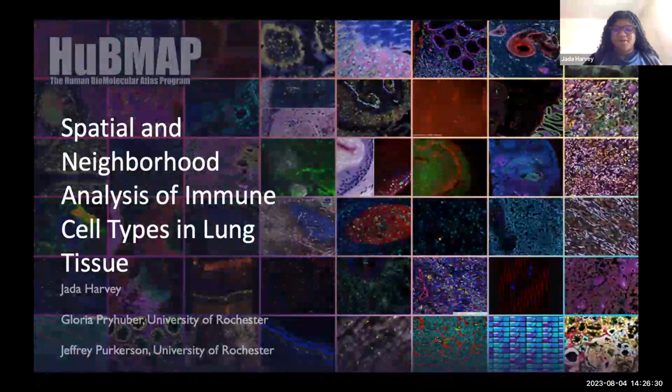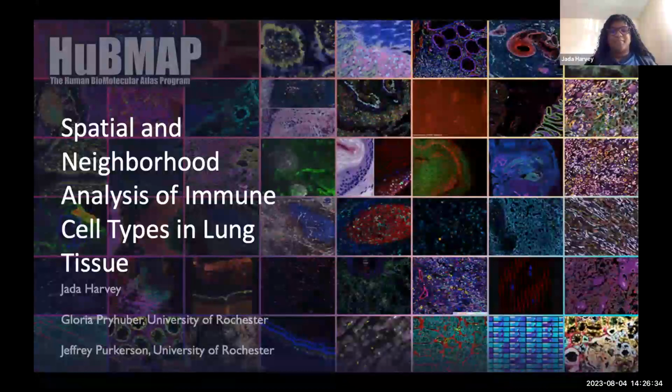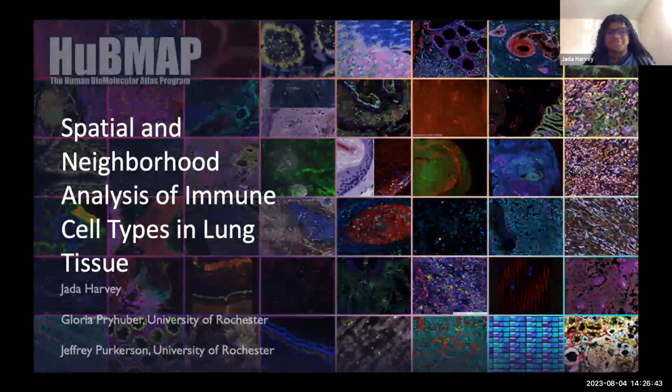So good afternoon, everyone. Like she said, my name is Jada Harvey, and I was in the Pratt Hoover lab at the University of Rochester. And my project was on the spatial and neighborhood analysis of immune cell types in lung tissue.